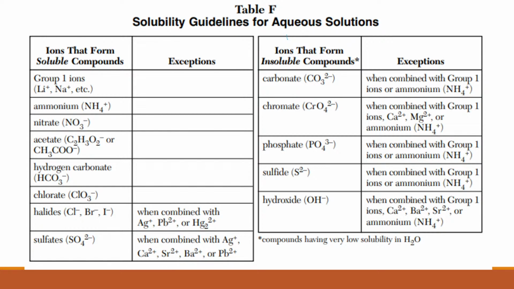In our main first column, we have ions that are normally soluble, things that normally dissolve in water. And each box is paired with a set of exceptions. We can see that nitrate has no exceptions. There is nothing that makes nitrate act opposite to what it normally does. But something like a halide, when combined with silver or lead or mercury, will form an insoluble compound. It will do the opposite of what it normally does.